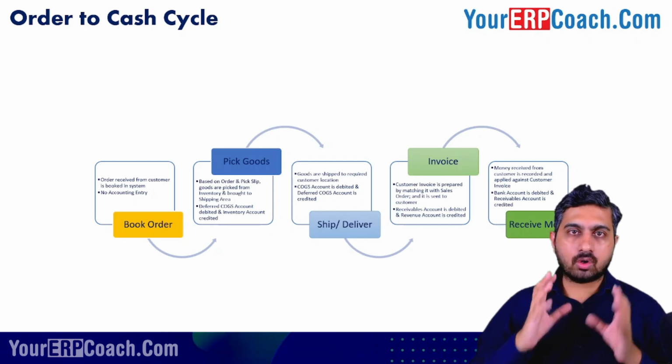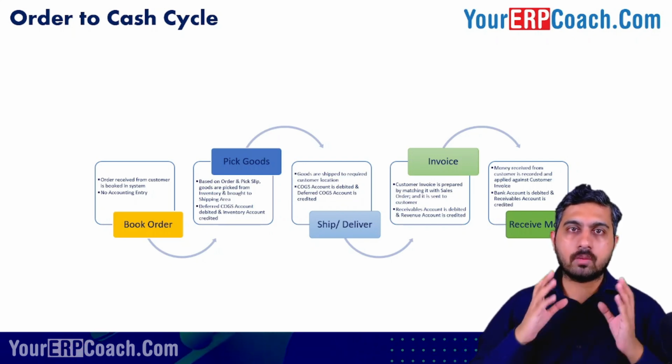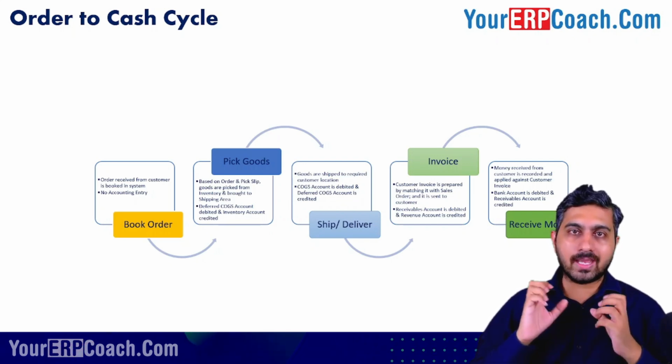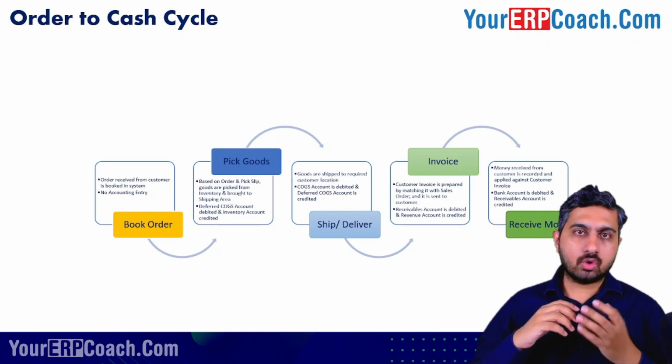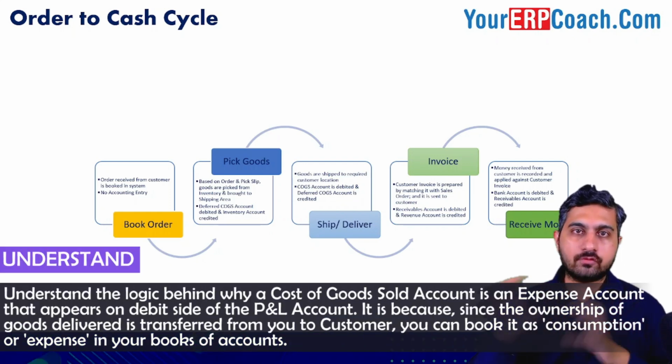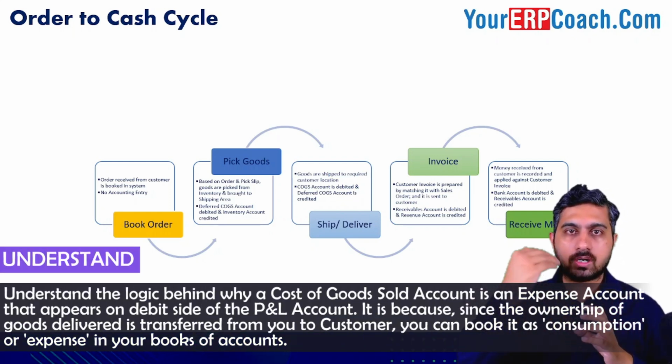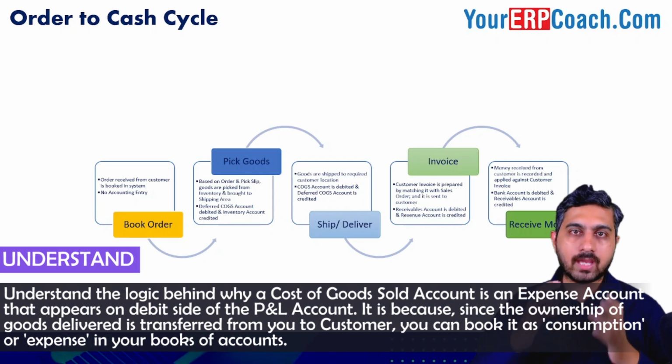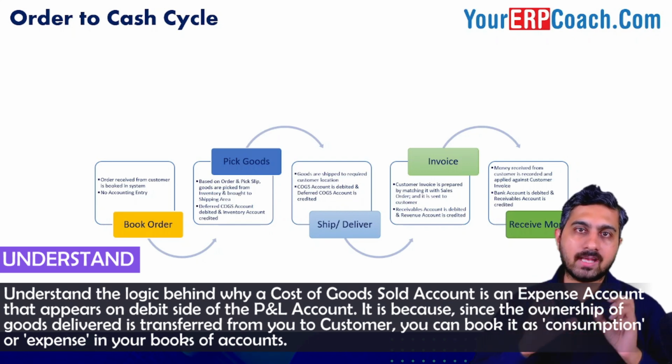Now, obviously, the cost of goods sold account is going to be your P&L account or your expense account. Why is it so? Because now you have transferred the ownership of the goods to your customer, and that is where you can very well book it as your consumption or as your expense.